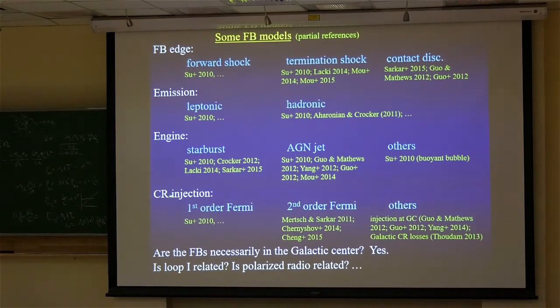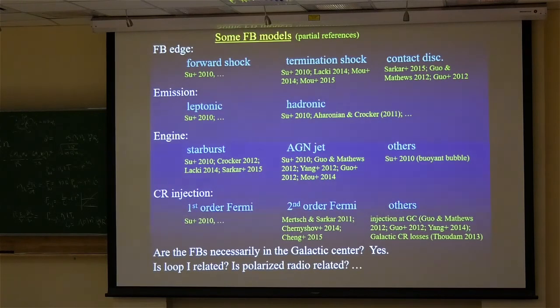So many papers were published, and Su and Al were clever enough to sketch out many of these options right from the discovery paper. So what are the edges? What is the emission mechanism? Atomic or electronic, as we'll discuss. What is the engine? And what is the cosmic ray injection? Are we seeing cosmic rays injected at the center of the galaxy propagating outward? Or is this first order Fermi acceleration, as we know very well and see often in supernovae? Or is it second order Fermi acceleration, which we almost never see, though we have good examples of constraints on that in general.